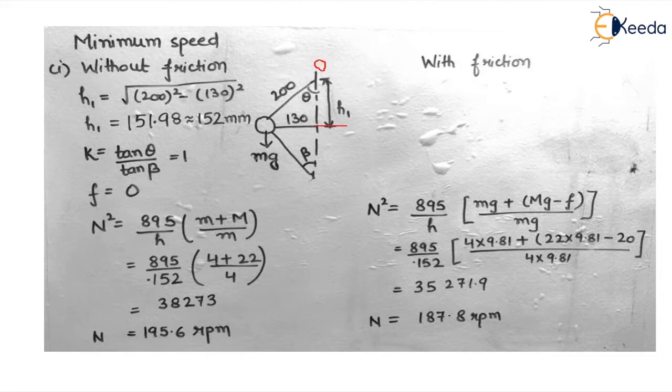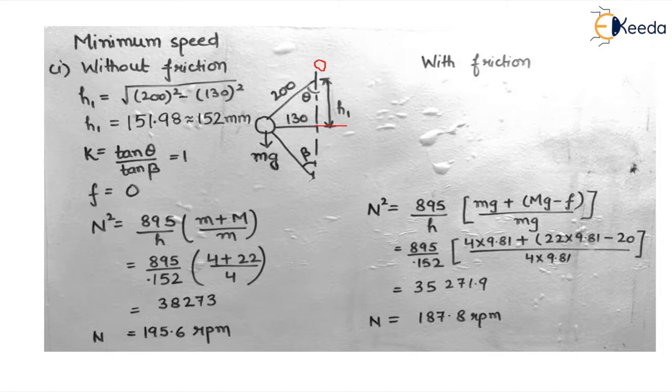Now, the first thing that we have to calculate is h1. This is a right angle triangle. You are already given the length of the arm and the radius of rotation, so we can calculate h1 by using the Pythagoras theorem. In these numericals, we have introduced a term k, which is tan theta upon tan beta. Theta is the angle which the upper arm makes with the vertical of the sleeve. Beta is the angle which the lower arm makes with the vertical. In this case, the ratio is 1 because the length of both the arms is the same.